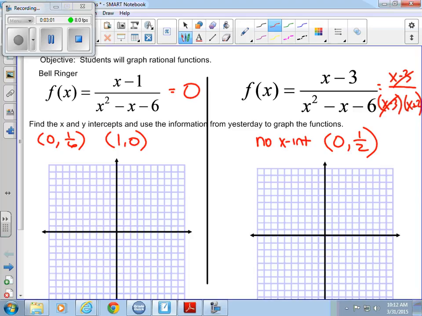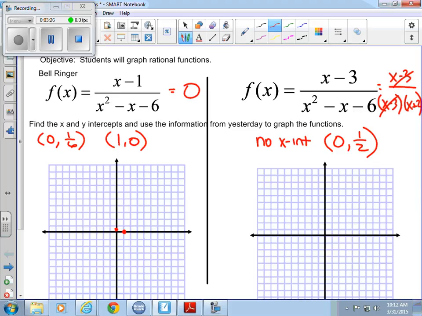So the first thing I'm going to do is plot the x and y intercepts. Now, I found those by hand. Could you have found those in the calculator? Yes. I'm going to plot the asymptotes. Someone with their notes out, remind me what the asymptotes were on this graph.